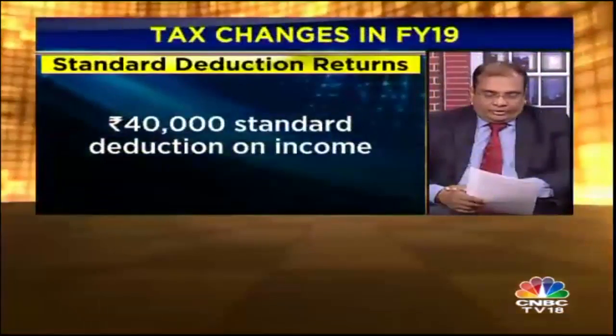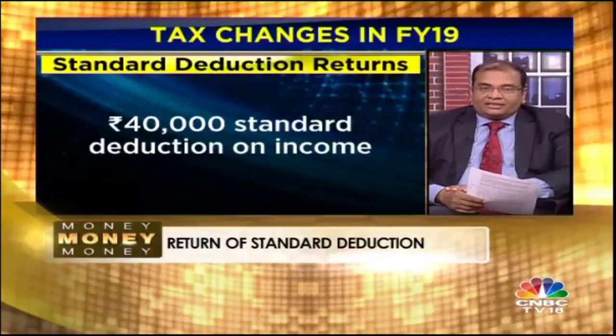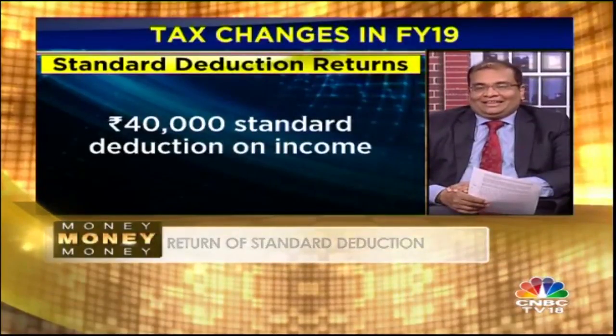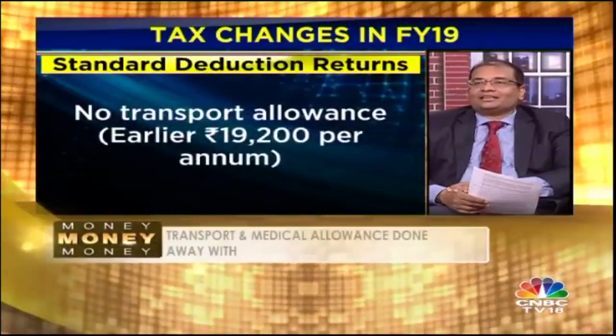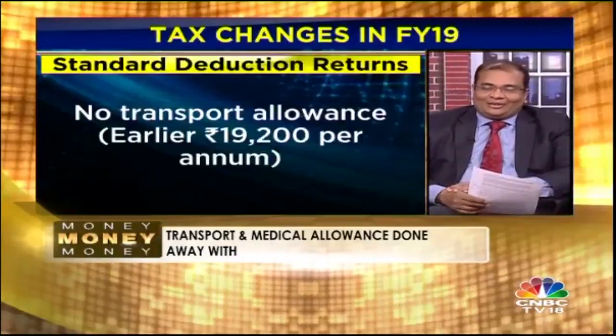So, apart from that, what has happened is that, for salaried employees, the standard deduction of up to 40,000 is being introduced. But as a result of which, they have to compromise on something. Yeah. And what has been compromised is the transport allowance. And I think the medical reimbursement up to 15,000.